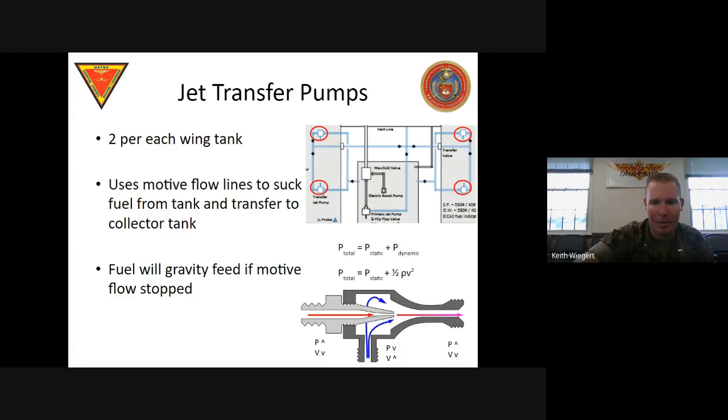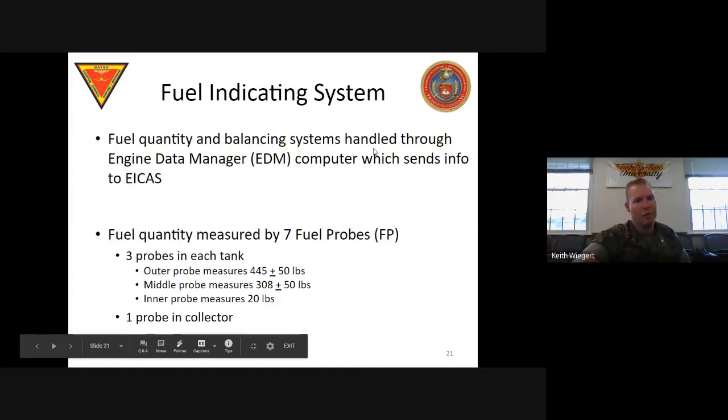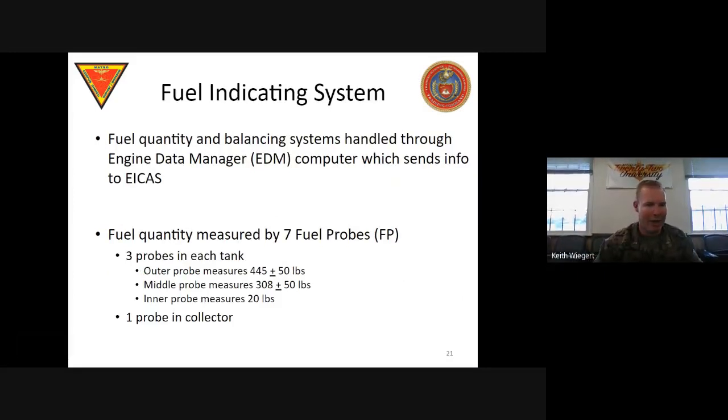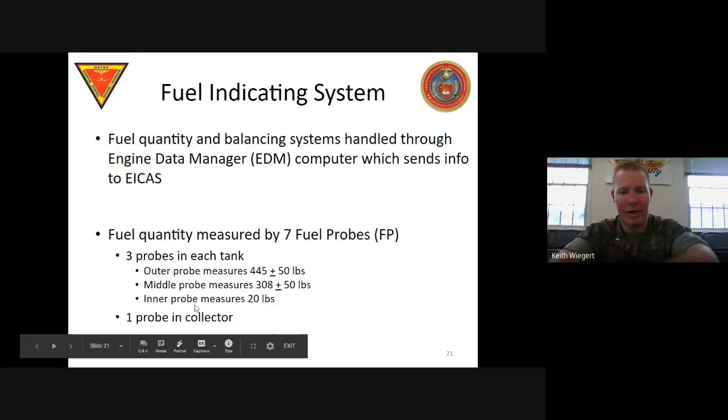We already talked about the jet transfer pumps, right? Cool little Venturis. I like these guys. All right. Fuel indicating system, right? So the fuel indicating system, we have 7 fuel probes in this aircraft. All those 7 fuel probes, we're going to send that information to the engine data manager, which is going to send that information to your ICAS display, right? 7 fuel probes, right? So we've got 3 in each tank and then 1 in the collector tank.